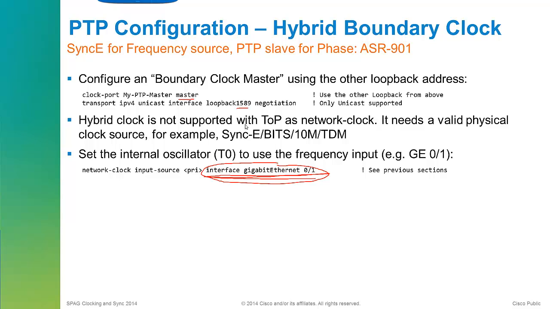As I said, you can't cheat. You can't put the timing over packet as a network clock. So it's the same restriction. If you're doing that, it's not a hybrid clock anymore. It's actually just an ordinary slave clock. A hybrid clock, you need a physical clock source. It's an advantage, it's not a restriction.